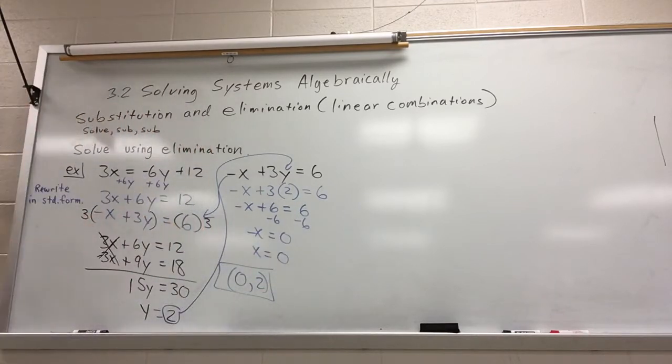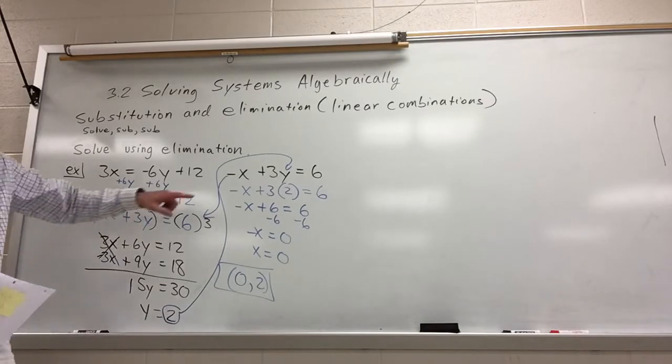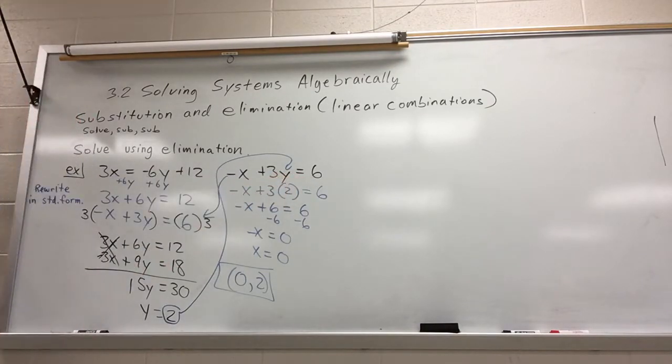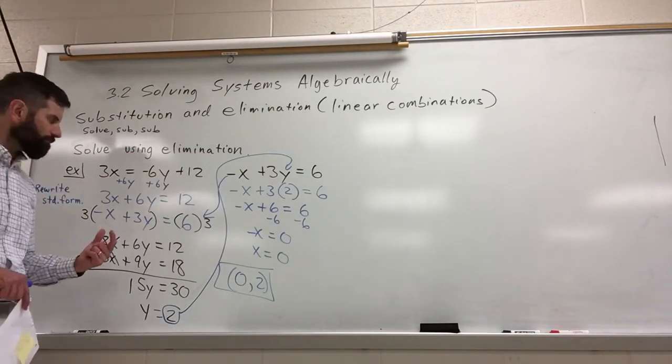Now, just like before, you can check your answers. 2 times 3 is 6. It checks out. 0 makes this 0. Negative 6 times 2 is negative 12. Negative 12 plus 12 is 0. It checks out. So this is another way to do it.